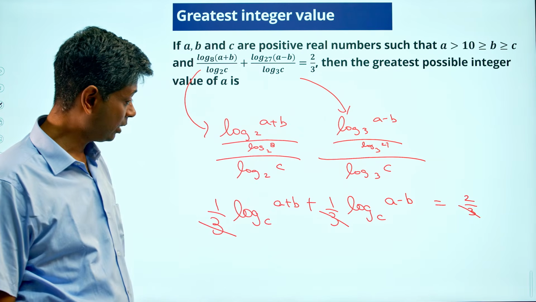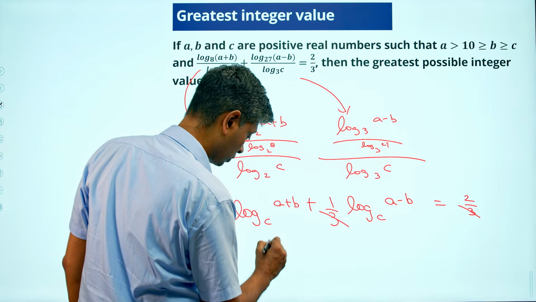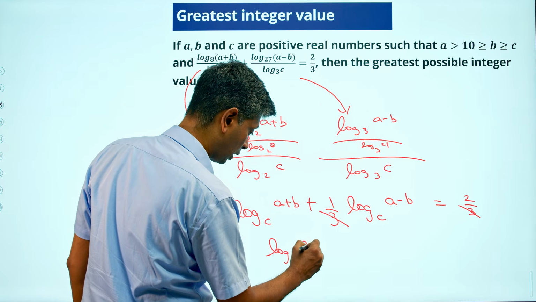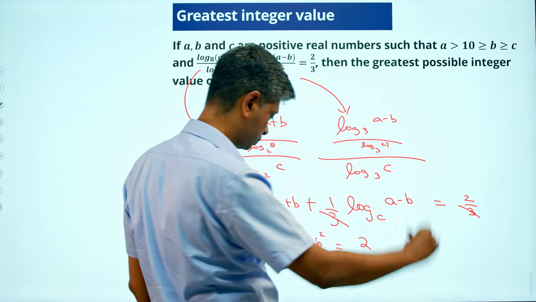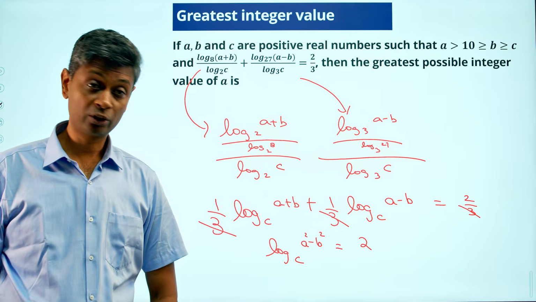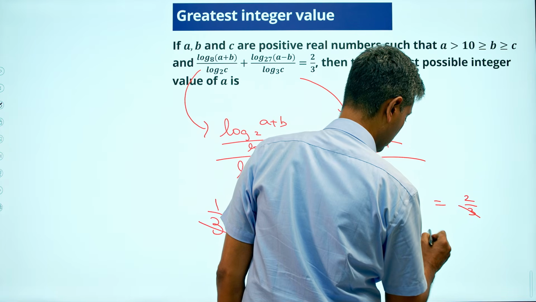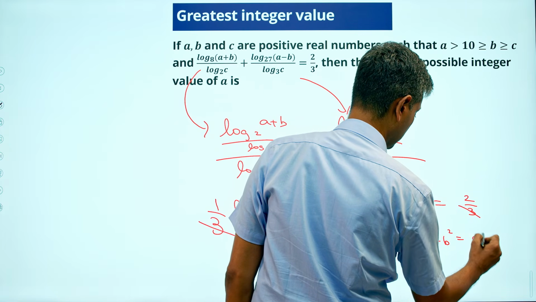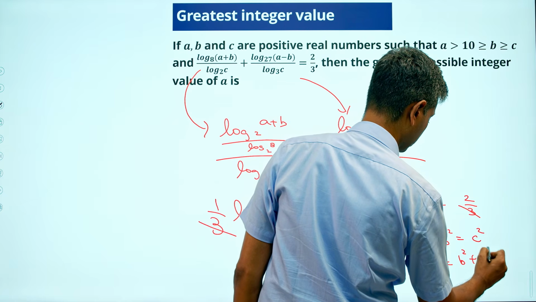Log A plus B to the base C plus log A minus B to the base C is log A square minus B square to the base C, which is 2. Brilliant. A square minus B square to the base C is 2, or A square minus B square equals C square. A square equals B square plus C square.